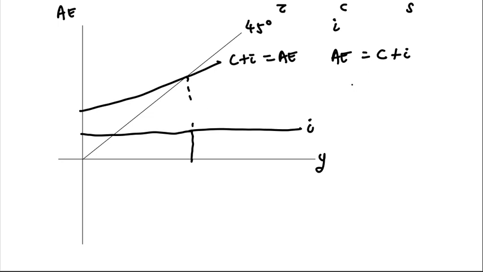Now, we know that in equilibrium, injection must be equal to leakage. Can you see, in this case, injection is only I because we don't have G, but we have two leakage components, S and tau. So if I put S and tau in the form of a graph, it may look like this. Look carefully at the way I draw it.